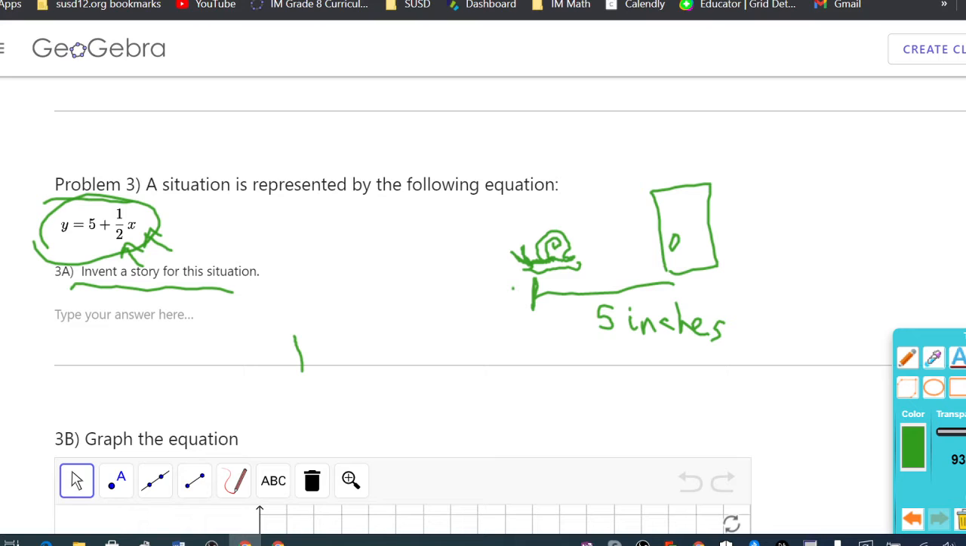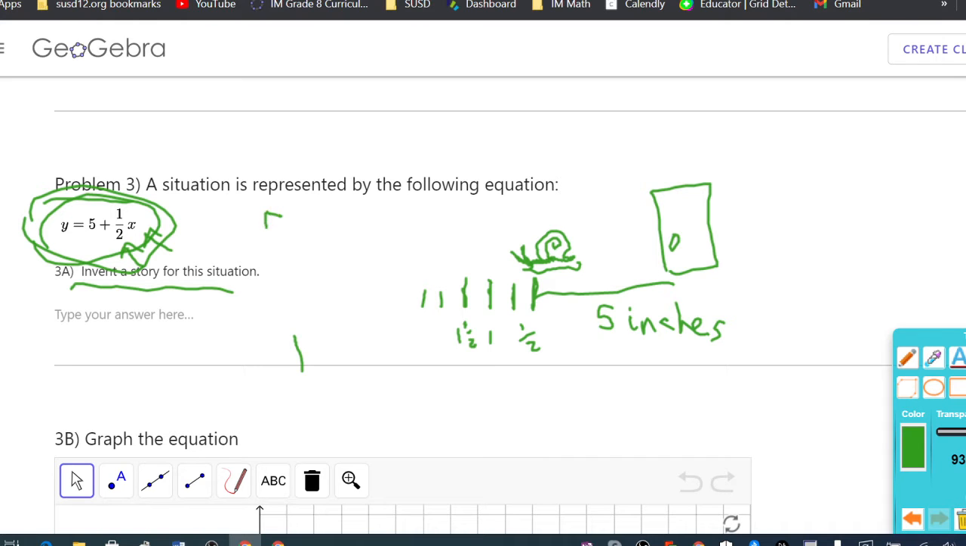After 1 minute, he had gone 1/2 an inch more. There's 1/2 an inch. After 2 minutes, he had gone 1 inch more. After 3 minutes, he had gone 1.5 inches more. And so on and so on. The snail moved at 1/2 an inch per minute. So this equation explains my invented situation.